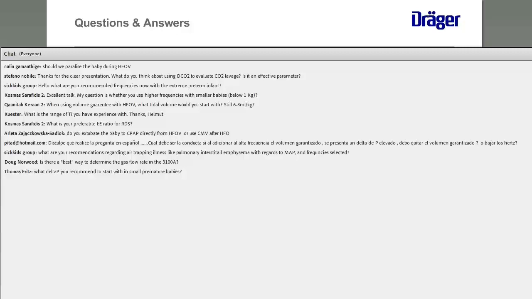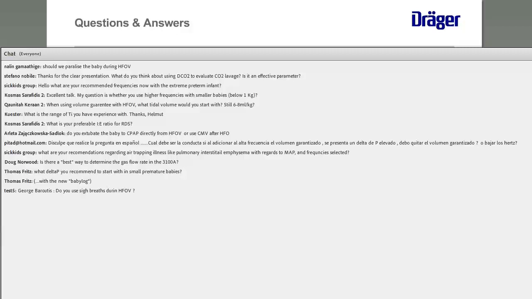Is there a best way to determine the gas flow rate in the 3100? Probably the best way is to set it at the very beginning and follow the factory indication. You have to set at the very beginning the occlusion of the system and the compliance of the device before using it. We begin with 20 or 25 for the very small babies, or close to 30 for bigger babies, or even 30, 35 if we need more pressure.